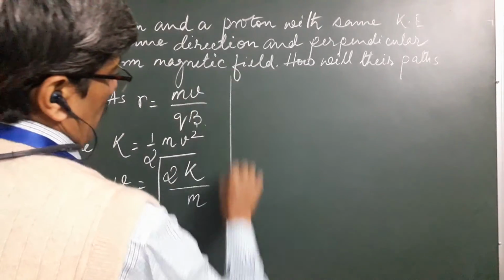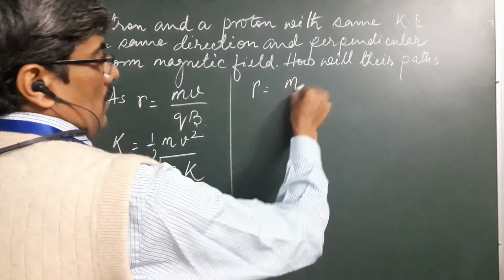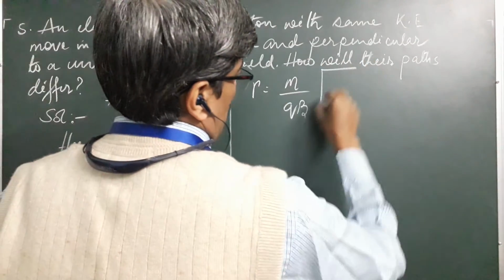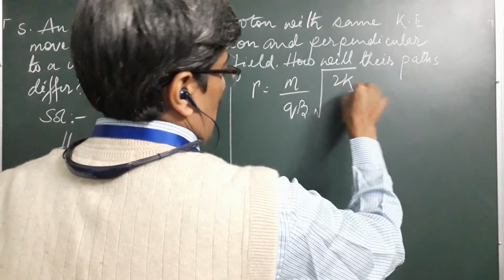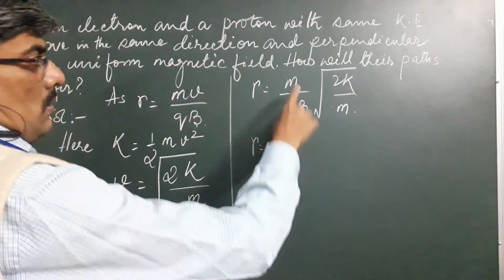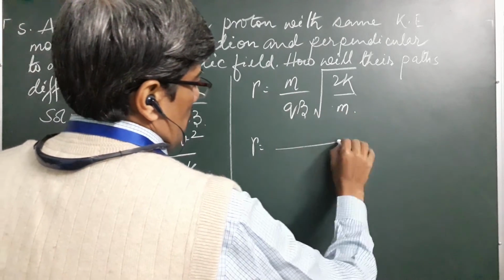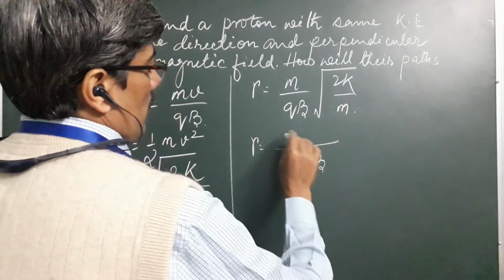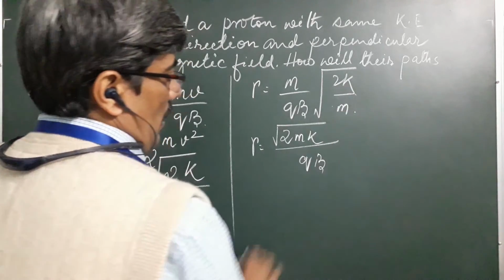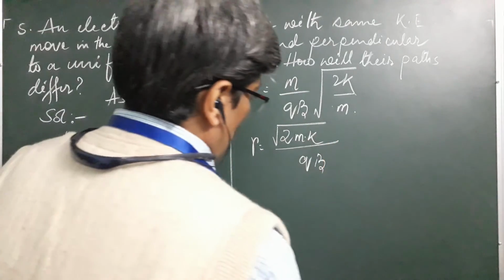Let us put the value of v in this expression. R equals m by qB, and instead of v, let us put the value root of 2K by m. Now this comes out to be, since this is m and this is root m, qB in the denominator, root over 2mK in the numerator. So K is the kinetic energy. Remember, K is the kinetic energy.